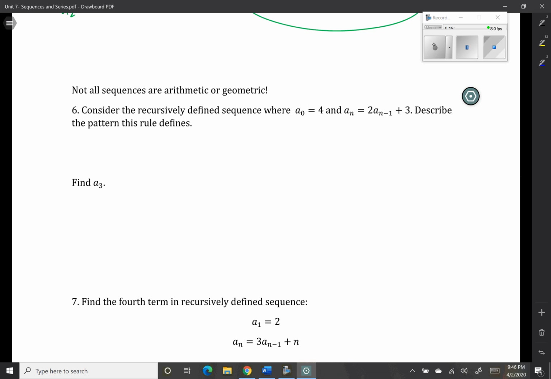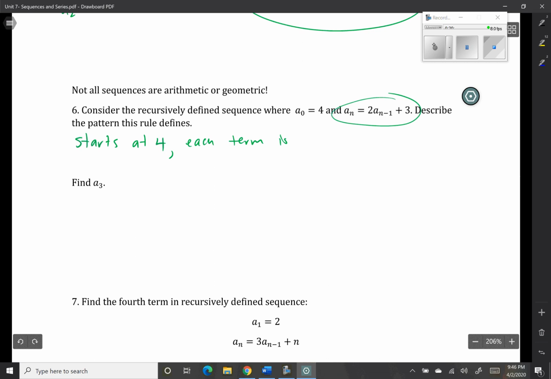So in this first example here of a non-arithmetic or geometric sequence, I noticed that they're giving us a bunch of information. They're giving us a starting point and they're giving us a rule. So the starting point says 4. So we know that this pattern starts at 4. And then here's my rule. So what that rule is saying is 2 times the previous term plus 3. So we're going to say it starts at 4, and then each term is 2 times the previous plus 3.